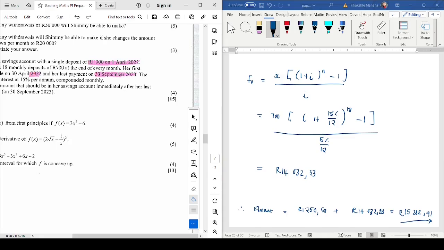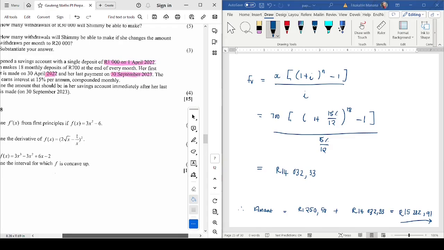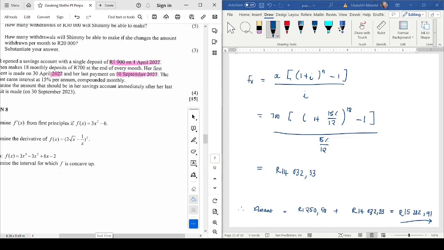This paper doesn't look like it was that bad. So yeah, out of 15.